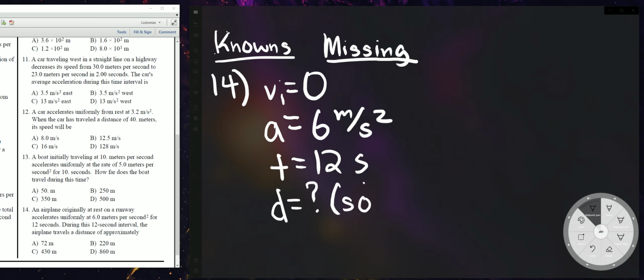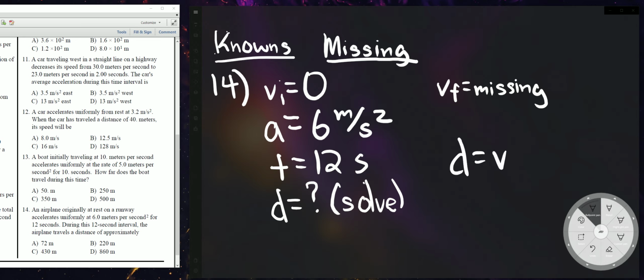Solve. So which formula are we going to use? Again, we're missing vf. So which formula is missing vf, but we have all these four? Use this one. Easy formula. That's how you're going to solve everything.